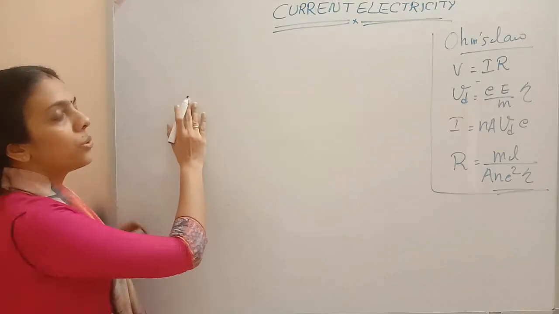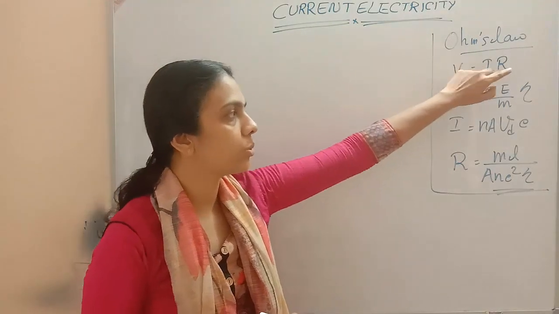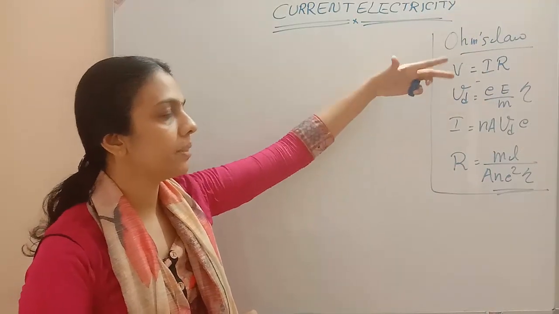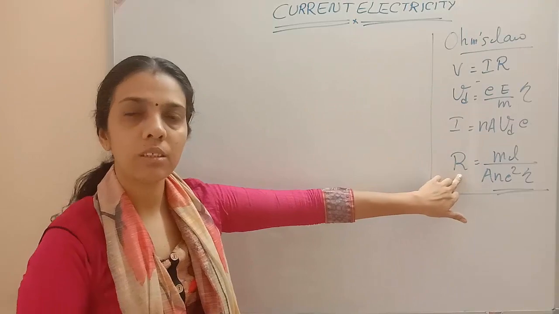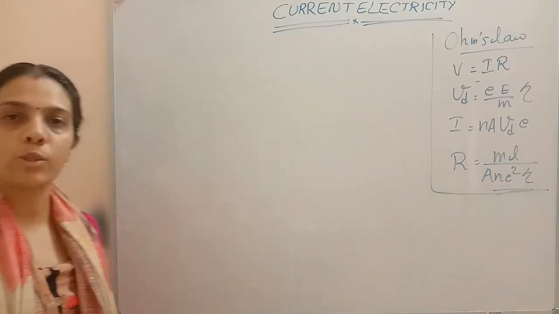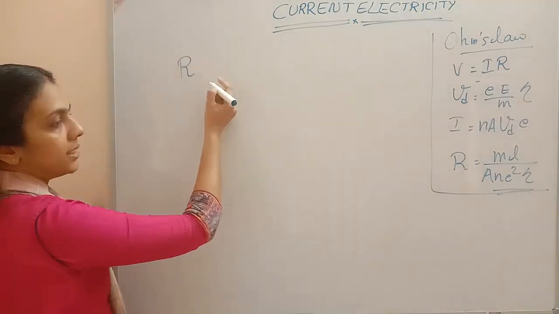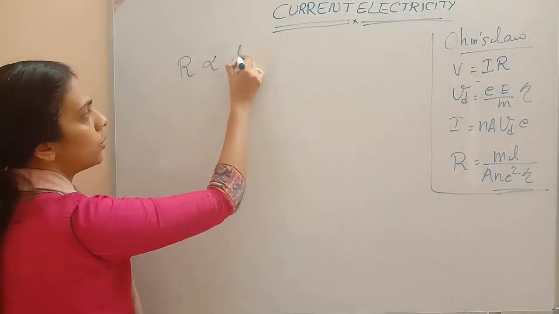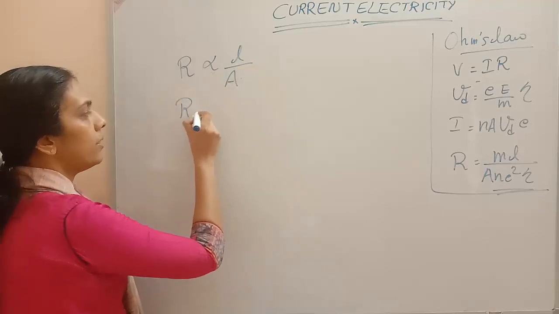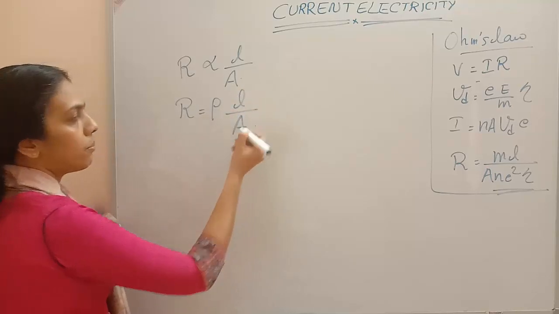Clear? So now yesterday we learned about Ohm's law, V is equal to IR, and from I is equal to nAVde, while we are substituting we got the equation for R as mL by nAe²τ. From there we learned that for a particular material R is proportional to L by A. For changing this proportionality sign, we are multiplying it with the constant rho: R equals rho into L by A.